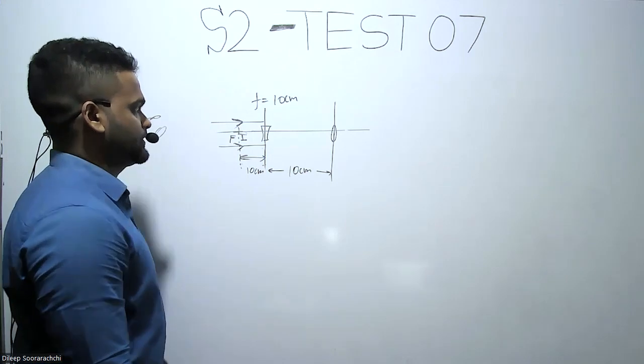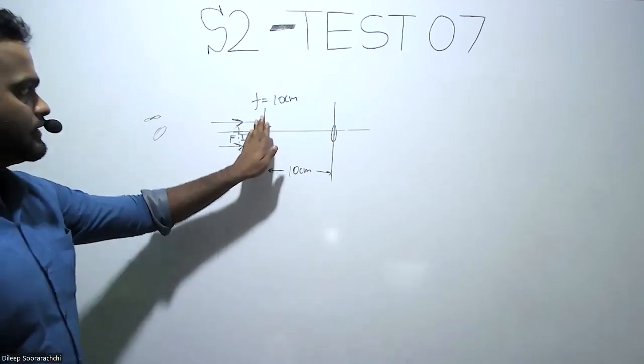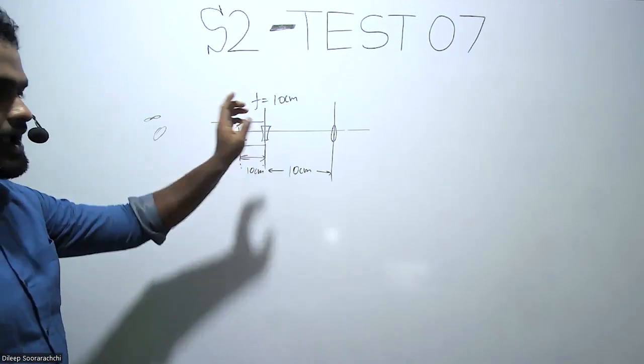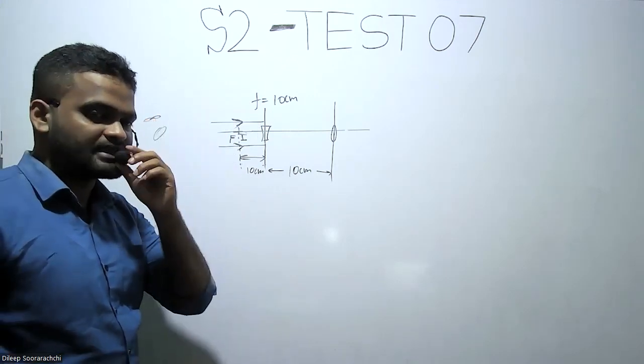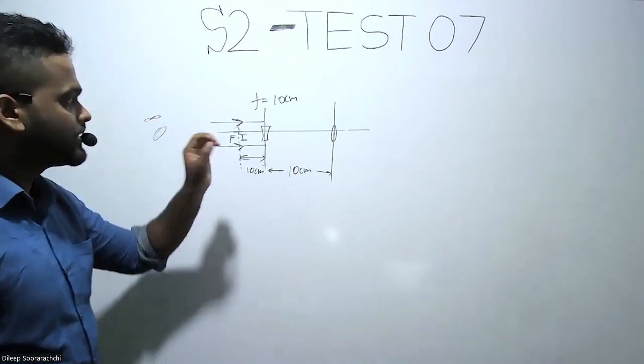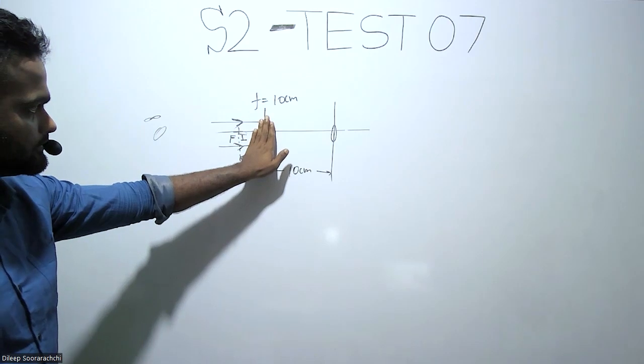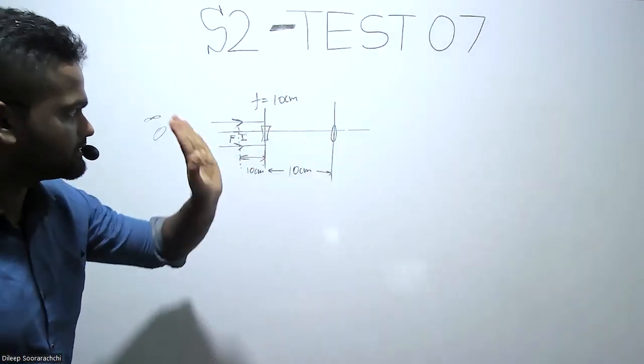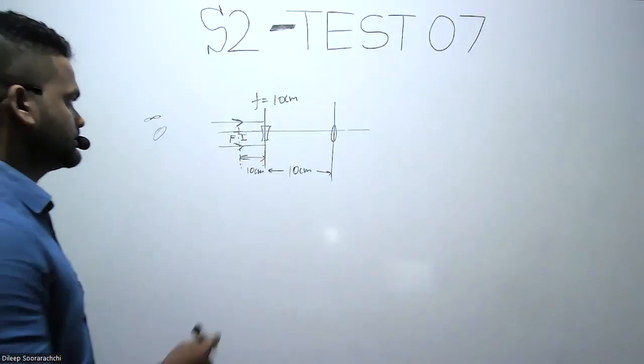Next step. Forget about this concave lens. At a time you are only thinking about one lens, right? Now forget about this one. There's only this lens now. Right.